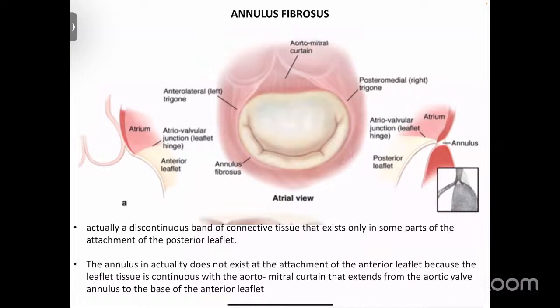The annulus fibrosus is actually a discontinuous band of connective tissue that exists only in some part of the attachment of the posterior leaflet, and it does not exist at the attachment of the anterior leaflet because of the continuity of the aortomitral curtain that is shown here in this diagram, that extends from the aortic valve annulus, particularly between the left coronary and the non-coronary cusps, to the base of the anterior leaflet.